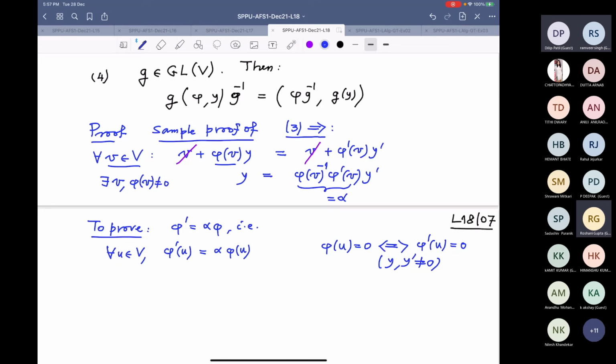And therefore I can now read y. So y will be equal to phi u inverse phi prime u times y prime. And this is now non-zero. This is my alpha. Of course, it is the same, and this doesn't depend on V, because of this equation.